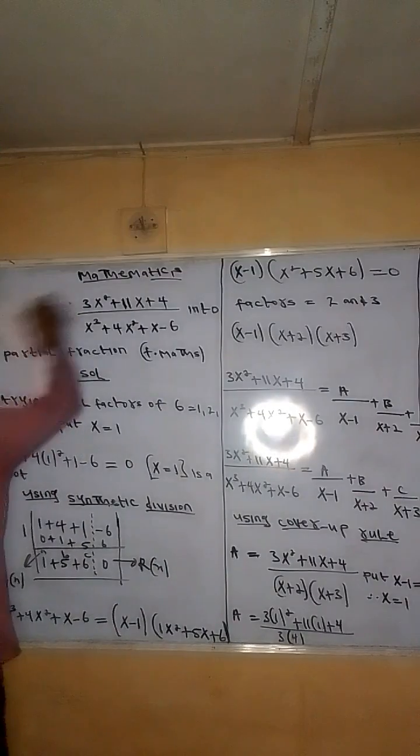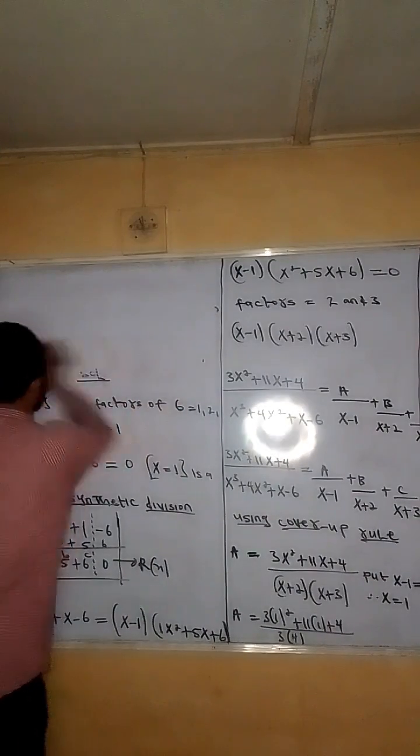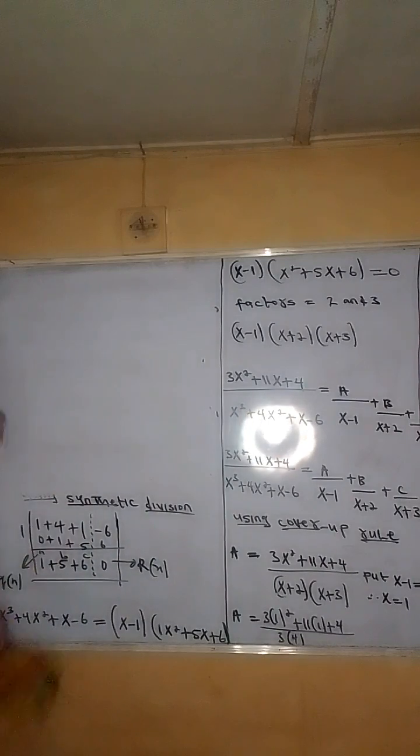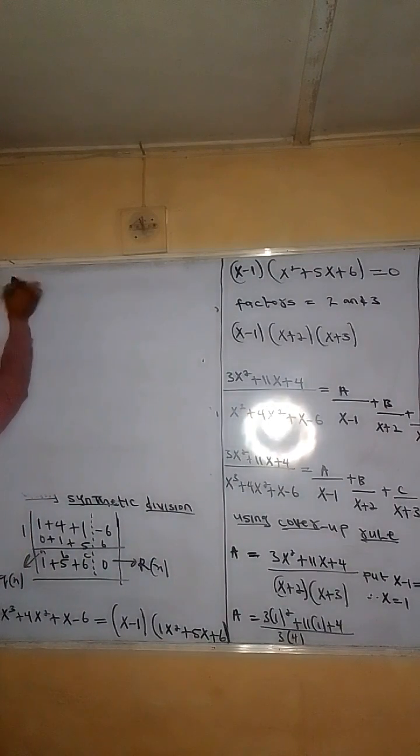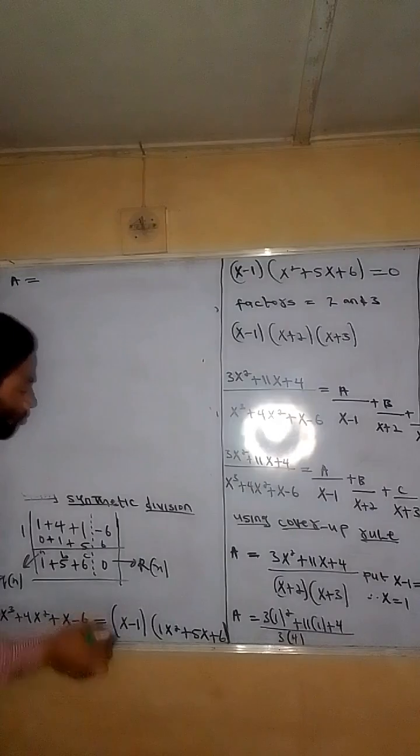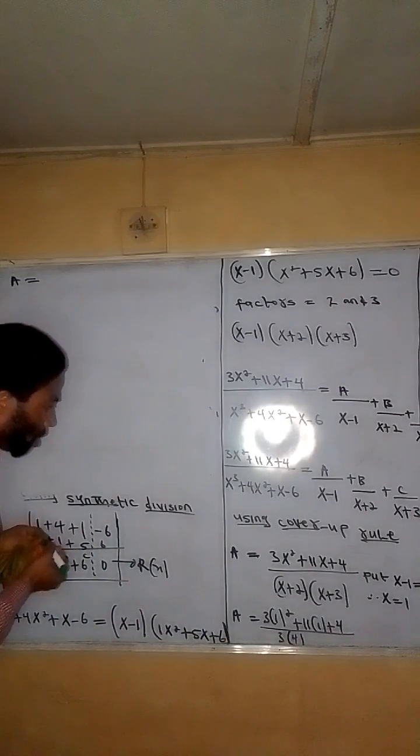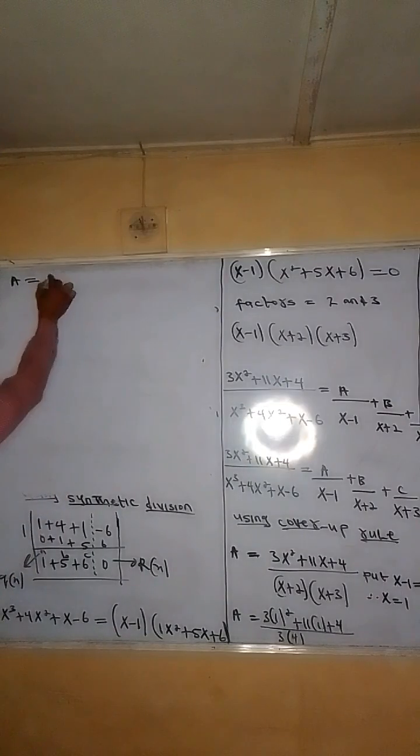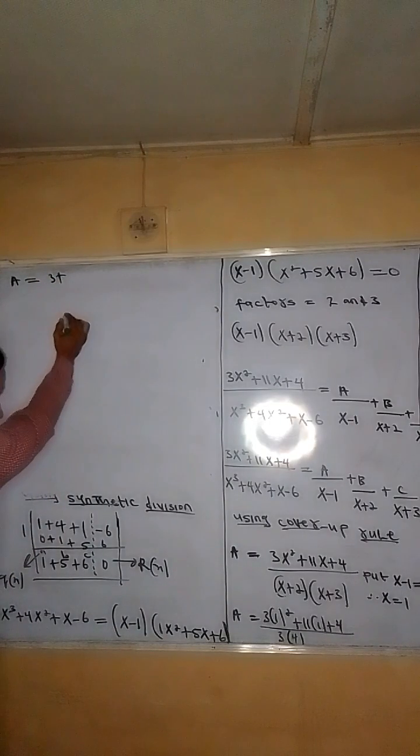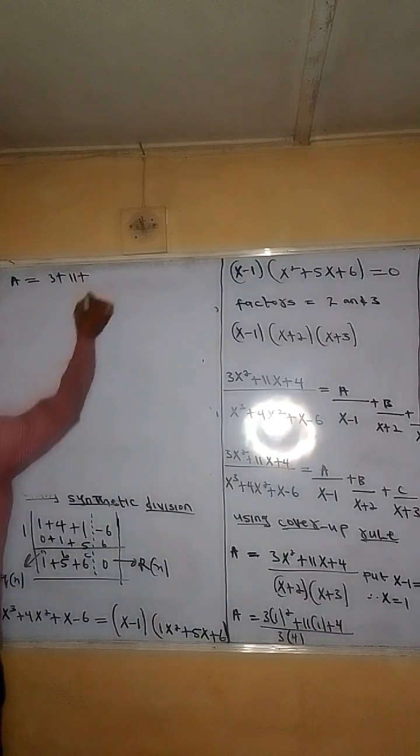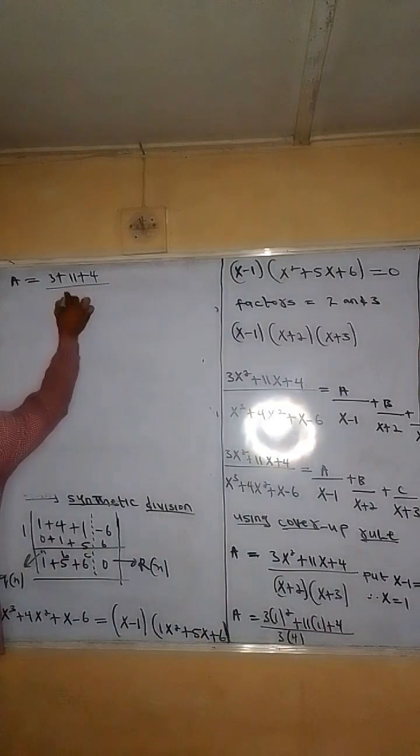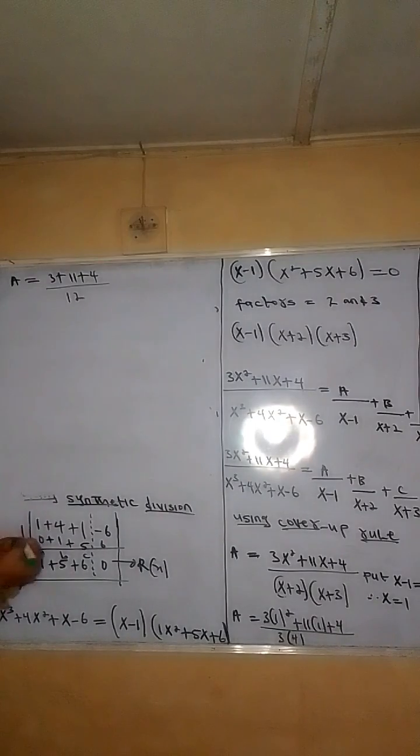So let me quickly clean up this side so that I can have enough time to do what I want to do. While we continue, we are going to add that a will give us something like 1 squared is 1, 3 times 1 is 3. We are going to have 3 plus 11 times 1 is 11 plus 4 all over 3 times 4, we are going to have 12.